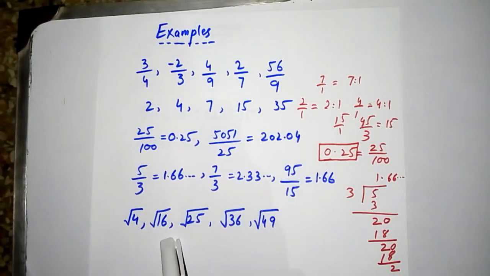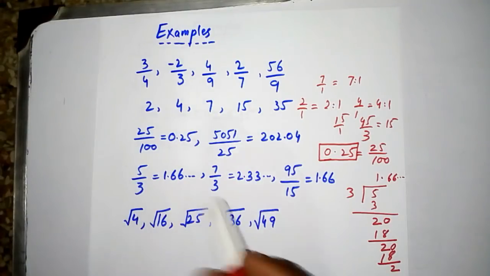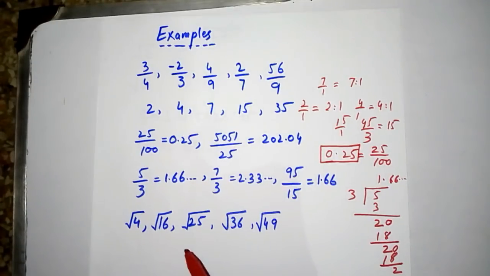The next category is about the perfect square root. Under root 4 is equal to 2. Okay, and 2 is a rational number. Under root 16 is also equal to 4 and it is a whole number, so this is also a rational number. Same is the case with under root 25, under root 36 and under root 49.